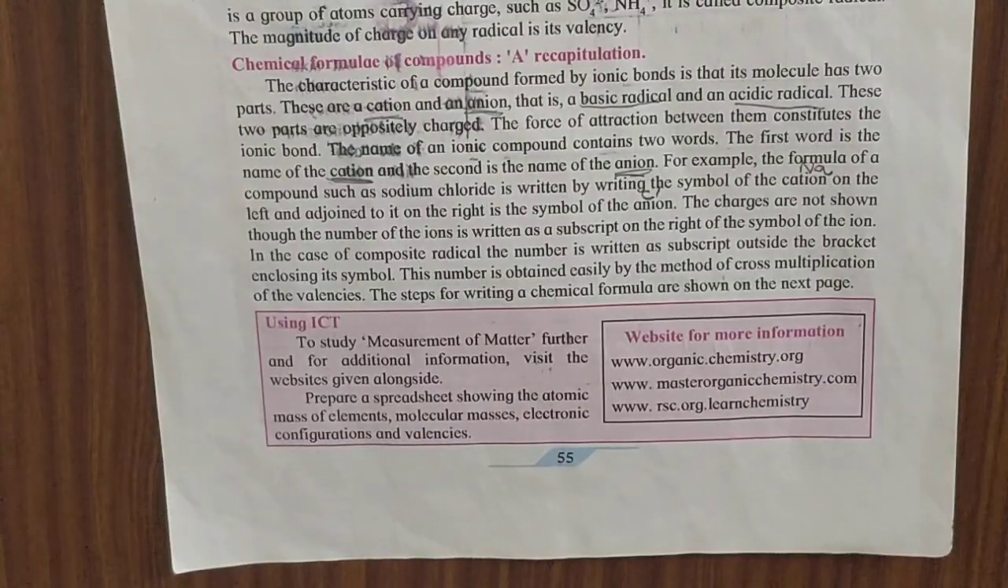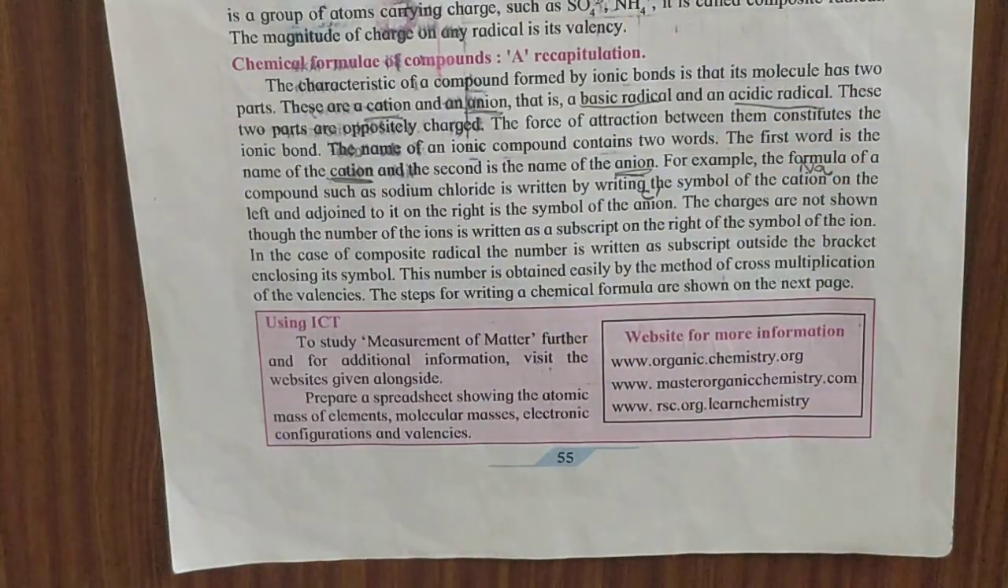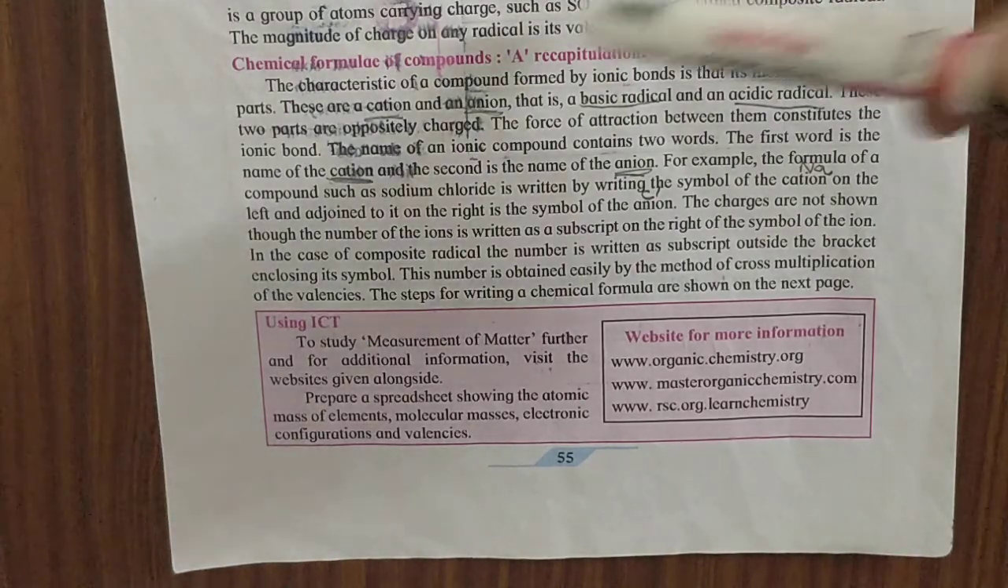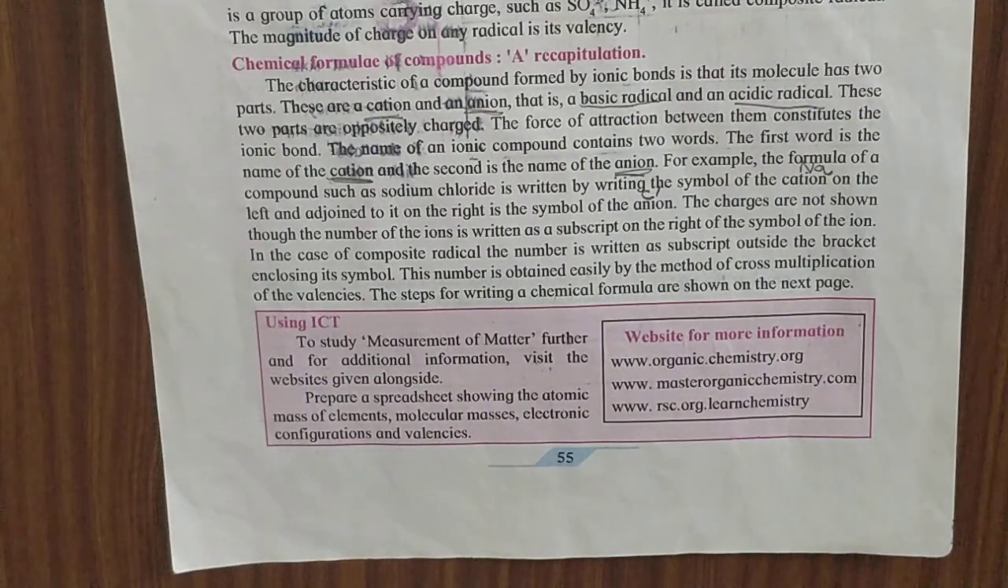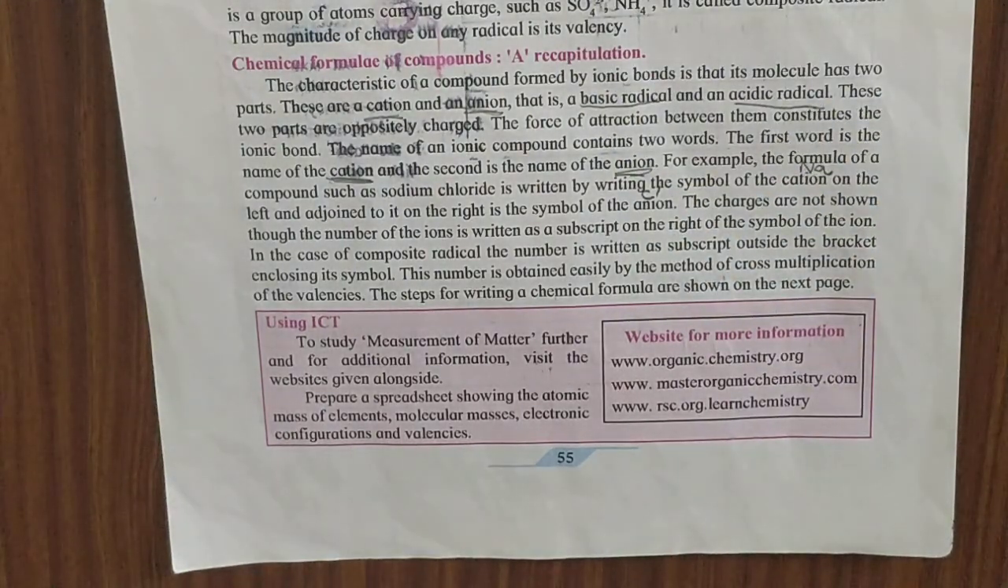Chemical formula of compounds: now we will discuss. The characteristic of a compound formed by ionic bonds is that its molecule has two parts, a cation and an anion. That is, a basic radical and an acidic radical. I have already discussed basic radical and acidic radical: basic radical means cationic radical, and acidic radical means anionic radical. These two parts are oppositely charged. The force of attraction between them constitutes the ionic bond.